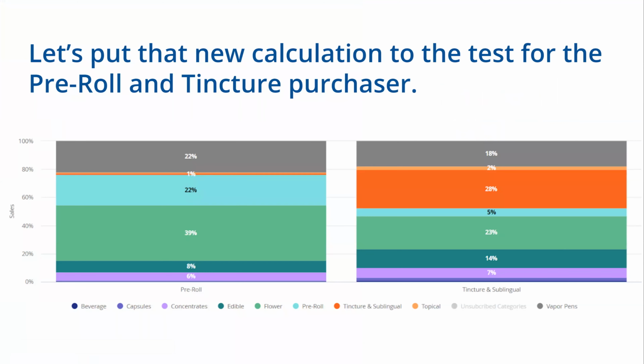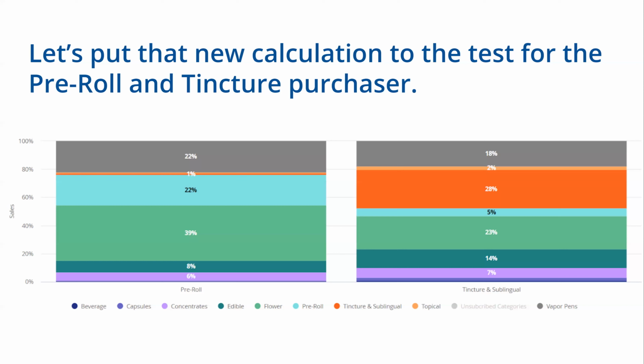Cooper and Blake did an outstanding job diving into the gender and age differences within that pre-roll customer. And as Blake mentioned, there's just one missing link. How is that customer spending their money on other categories? In addition to the pre-roll customer data on the left, I'm going to bring back our fun and outlier tincture customer on the right to compare how the two are spending their wallet shares differently.